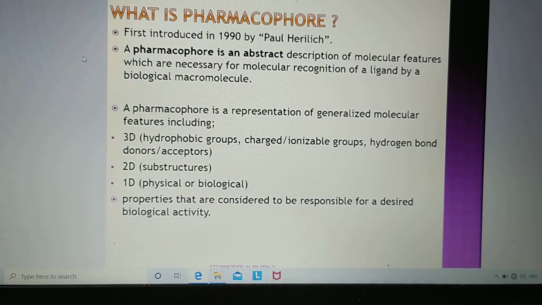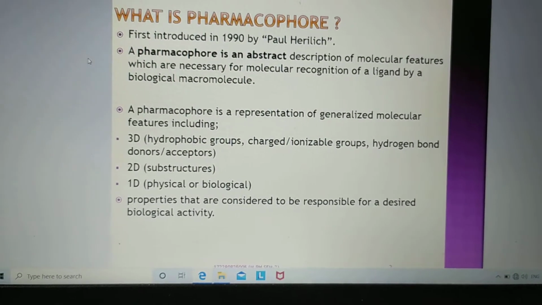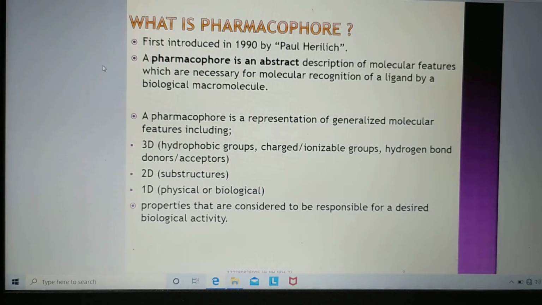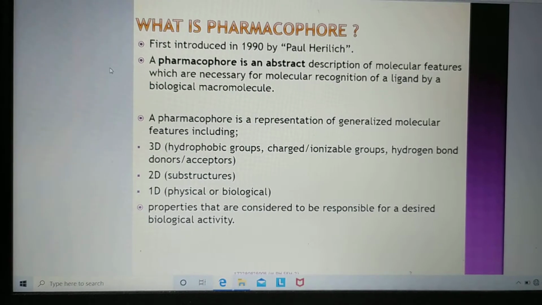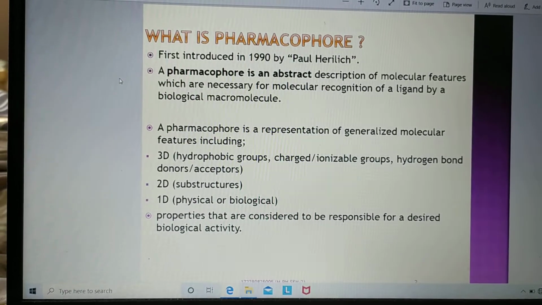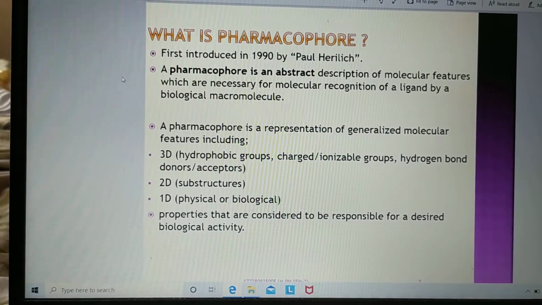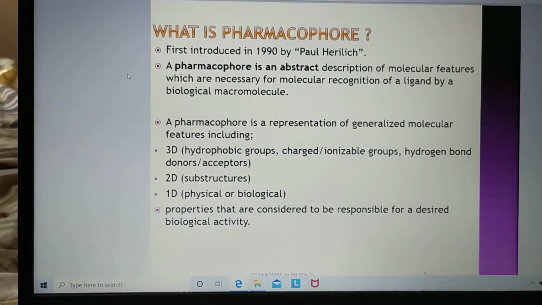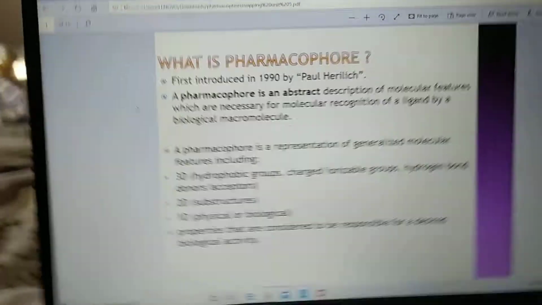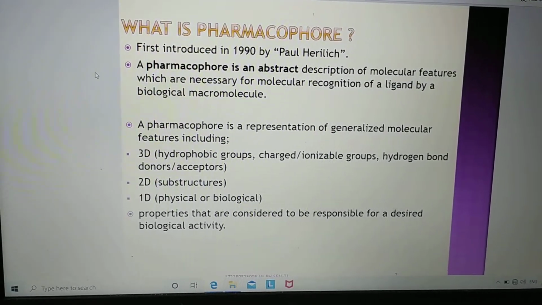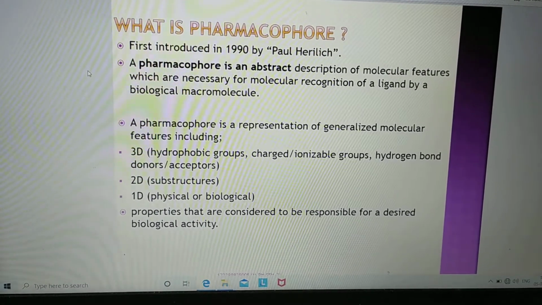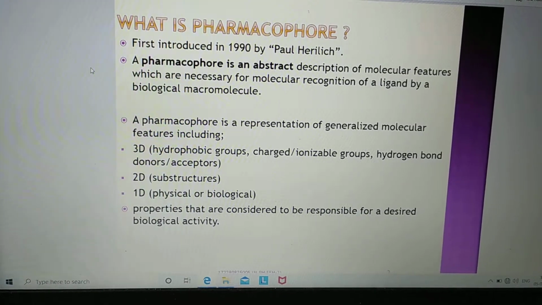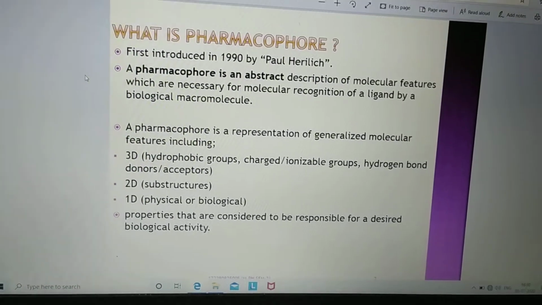A pharmacophore is an abstract description of molecular features which are necessary for molecular recognition of a ligand by a biological macromolecule. A pharmacophore is a representation of generalized molecular features including 3D hydrophobic groups, charged ionizable groups, hydrogen bond donors, etc., 2D substructure and 1D physical or biological properties that are considered to be responsible for the desired biological activity.